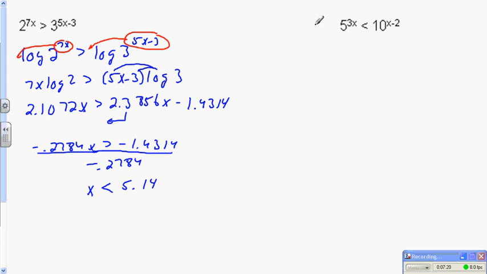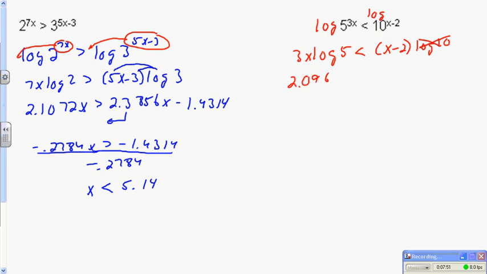Our next one, same idea. Log both sides, and we'll get 3x log of 5 after we apply the property to bring down the exponent. And we'll get parentheses x minus 2 log 10. Now log 10 is 1, so that's a handy one. Log of 5 times 3 is 2.0969x, less than x minus 2. We add, oops, excuse me, that's not what I want to do.